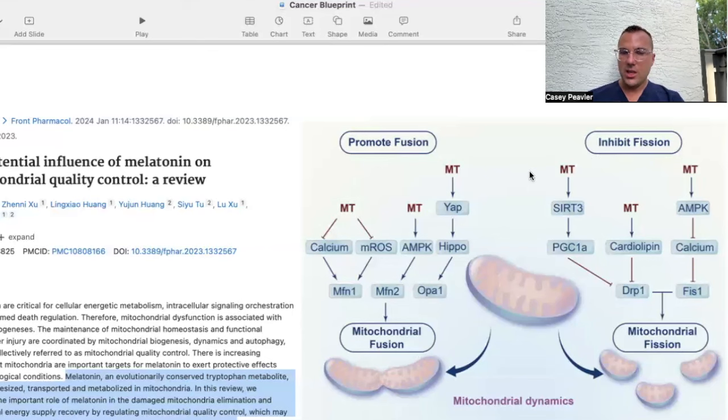And it's also, in addition, through its actions upon SIRT3, PGC1 alpha, cardiolipin, AMP kinase again, going to inhibit fission proteins, DRP1 and FIS1, and basically inhibit mitochondrial fission from occurring in excess. And it's going to leave us with a balance that is more favorable for health promotion.